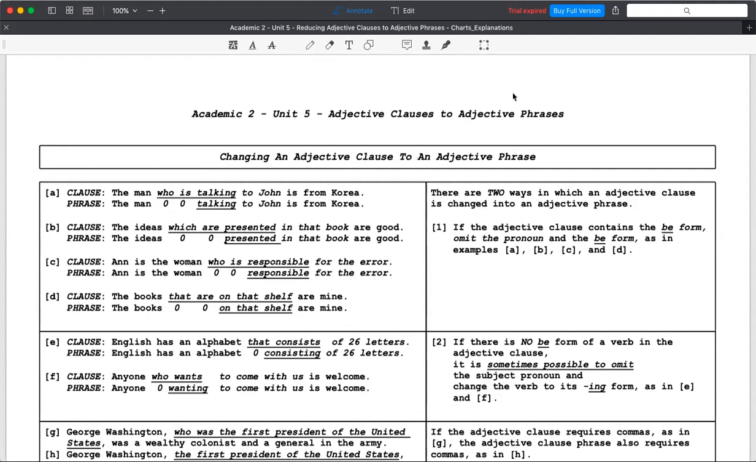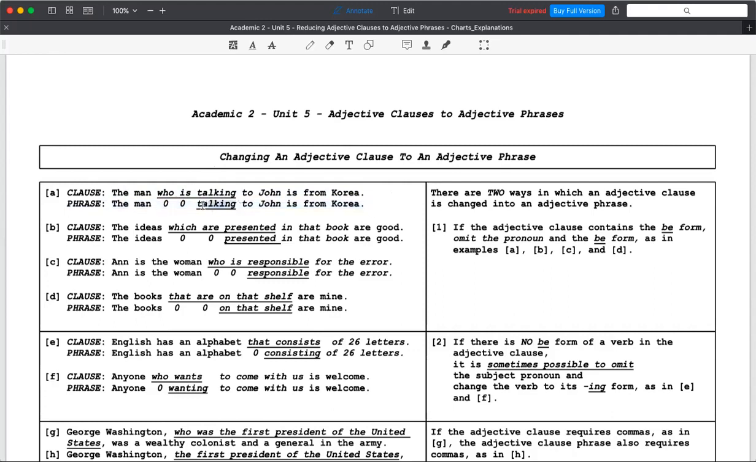Now we're trying to learn how to create an adjective phrase from an adjective clause. A clause, by definition, contains at least one subject and one verb. If my first sentence is "The man who is talking to John is from Korea," and I eliminate "who" and "is," the rest of the sentence would be an adjective phrase.